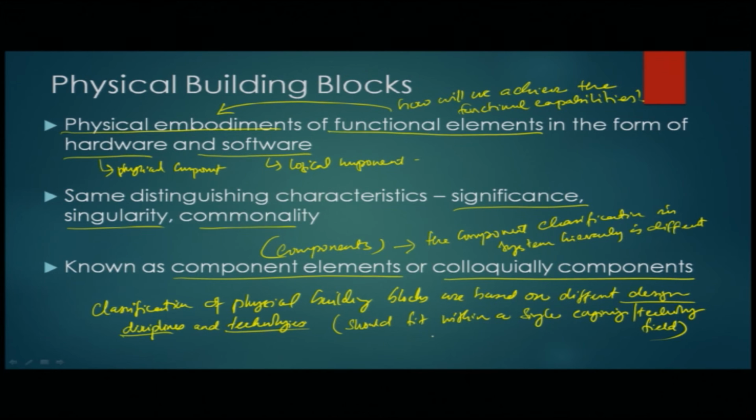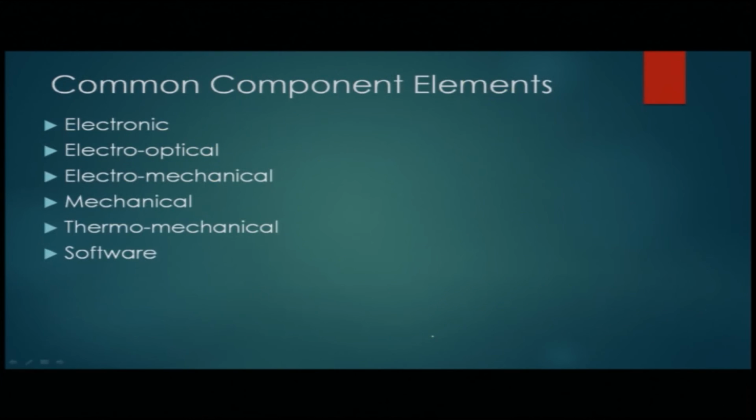Once you have the functional elements, from there we try to create the physical elements, the physical embodiments, and how they will help in achieving the function. So what are some of the common elements? The common component elements are electronic, electro-optical, electromechanical, mechanical, thermomechanical, and software. Let's go through each one of them with a few examples and see their typical functions. Here we are talking about the physical elements.